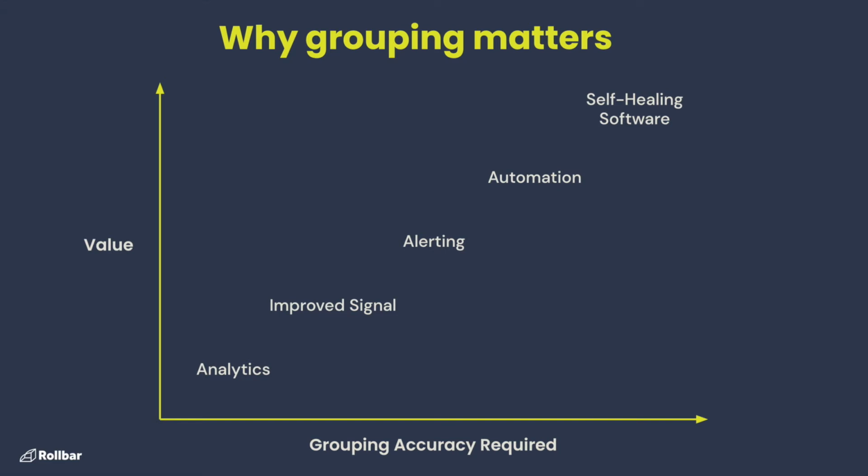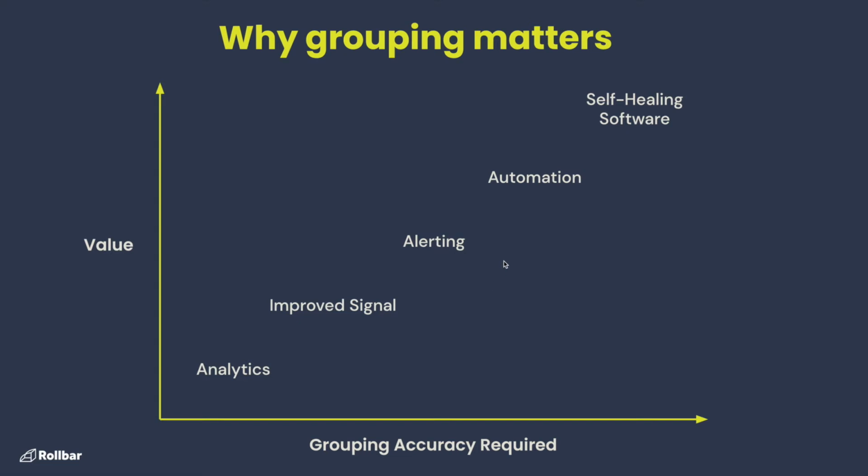So grouping is important, not only because it improves the Rollbar UX, but as grouping gets more intelligent and more accurate, that unlocks different workflows and allows you to take advantage of them. Depending on how confident you are in your Rollbar grouping, when I first started, it was still hard-coded, and so customers may have been apprehensive about setting up alerting.